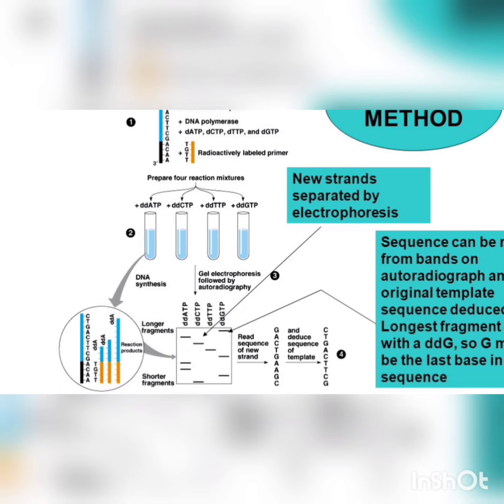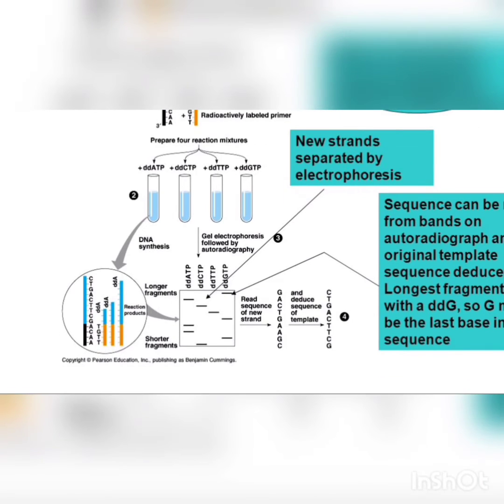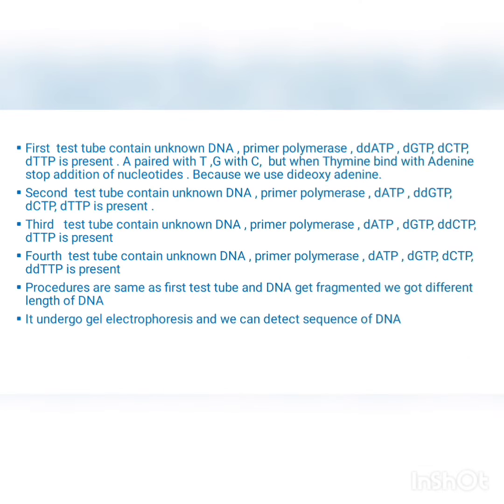We take the first test tube. Here is single stranded DNA with unknown sequence. We also put dideoxy ATP into it. So this dideoxy ATP binds to the thymine. At this position, adding of nucleotides is completely stopped because of the absence of oxygen in the 3' end. This process takes place in the rest of the 3 test tubes, and they undergo gel electrophoresis followed by autoradiography. The sequence can be read from the bands on the autoradiograph and the original template's sequence deduced. The longest fragment ends with ddZ, so Z must be the last base in the sequence. So through gel electrophoresis we can detect the sequence of the DNA.